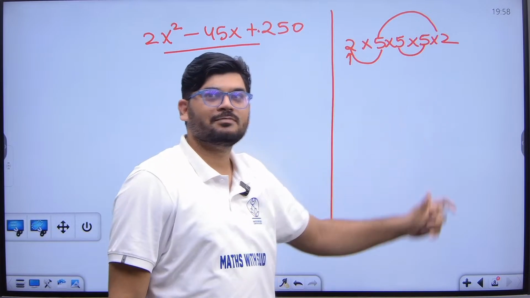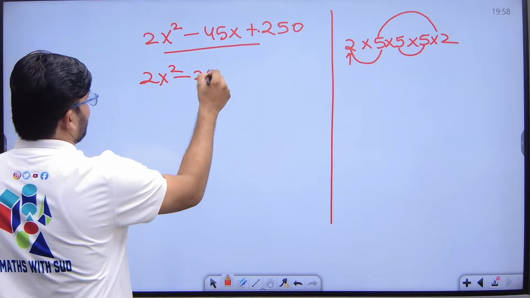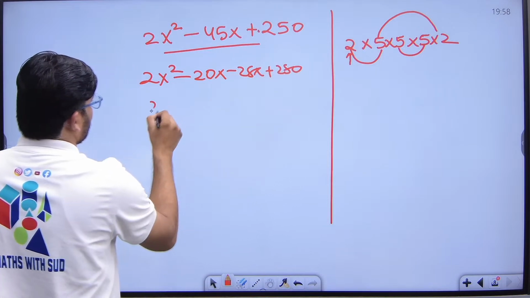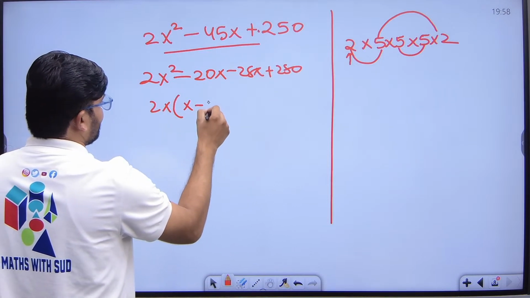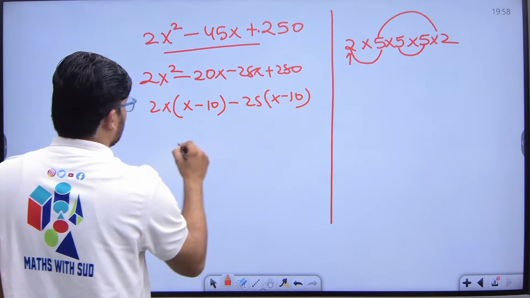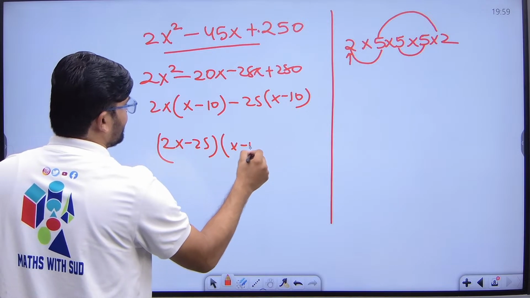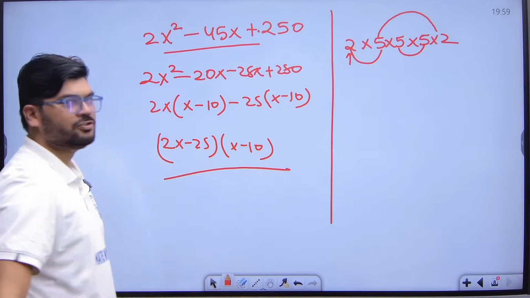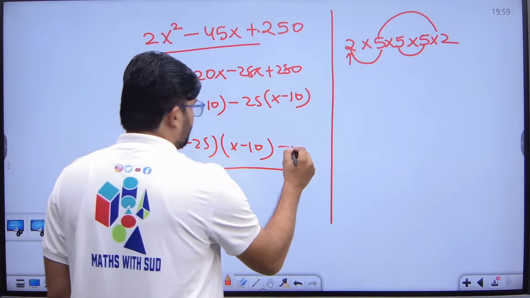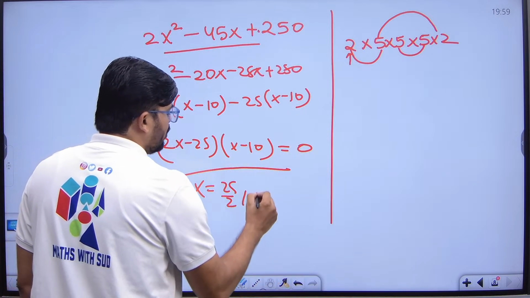Within these numbers, the answer is going to be, you can split now 20x minus 25x plus 250, and then you can take common x minus 10, then minus 25 x minus 10, then you will get 2x minus 25 into x minus 10. Understood? In future, if somebody asks you what is the zero of this equation, you can say x is equal to 25 by 2 comma 10.